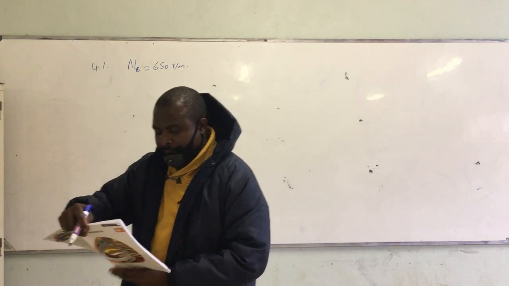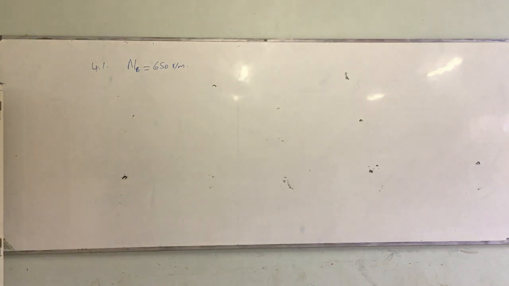Rotational speed of gear B and C. B and C, they are connected on the same shaft, right? Yes. So what does it mean?